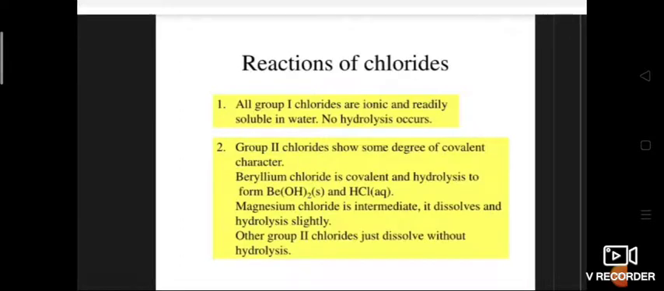In reactions of chlorides, all group 1 chlorides are ionic and readily soluble in water. Group 2 chlorides have some degree of covalent character. So beryllium chloride is covalent. On hydrolysis it forms beryllium hydroxide and hydrochloric acid. The remaining group 2 chlorides dissolve in water. Magnesium chloride is an intermediate: it dissolves and hydrolyses slightly.